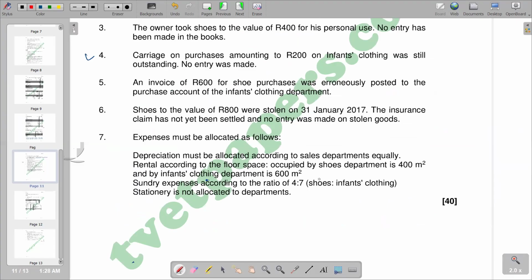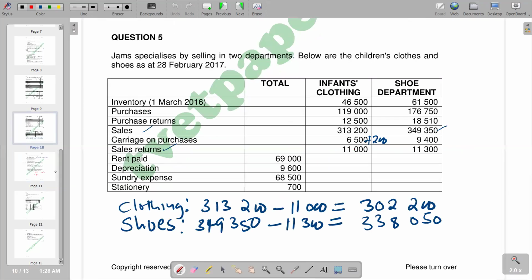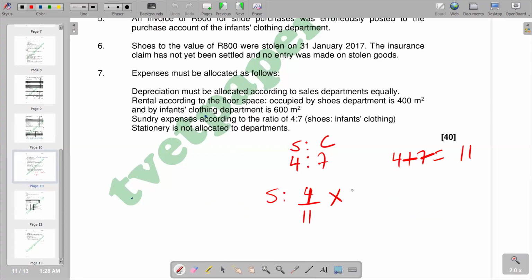So we're given shoes to clothing, so it's shoes S to clothing, whereby it's 4 to 7. So basically this is what we have. So we add the two to get the total. So if you say 4 plus 7, you get 11. So 11 becomes your denominator. So basically, you're going to say for the shoes, it's going to be 4 over 11 times the figure for sundry, which is 68,500.